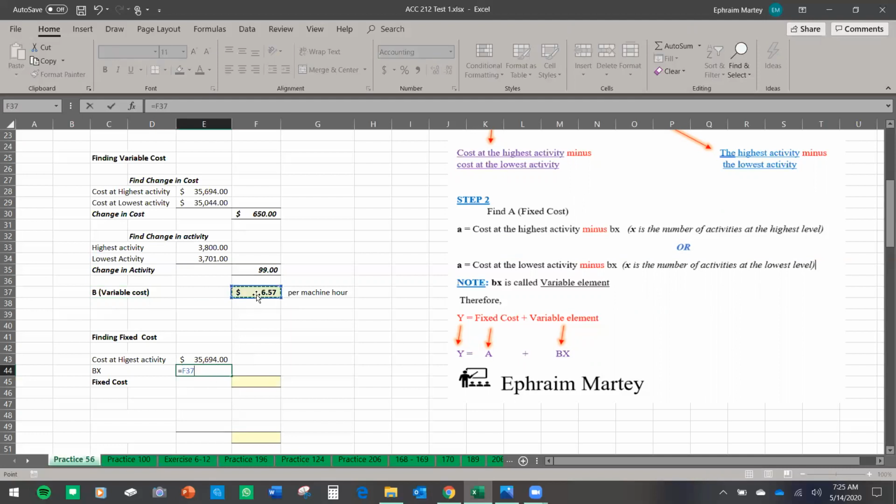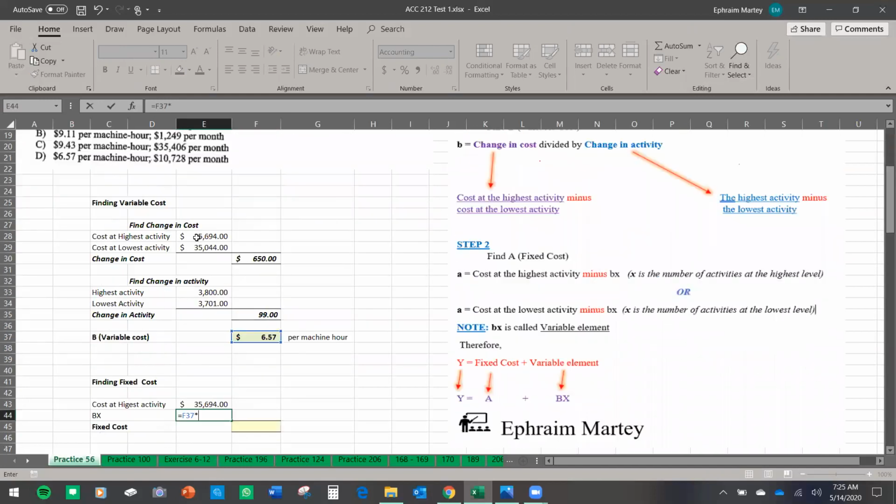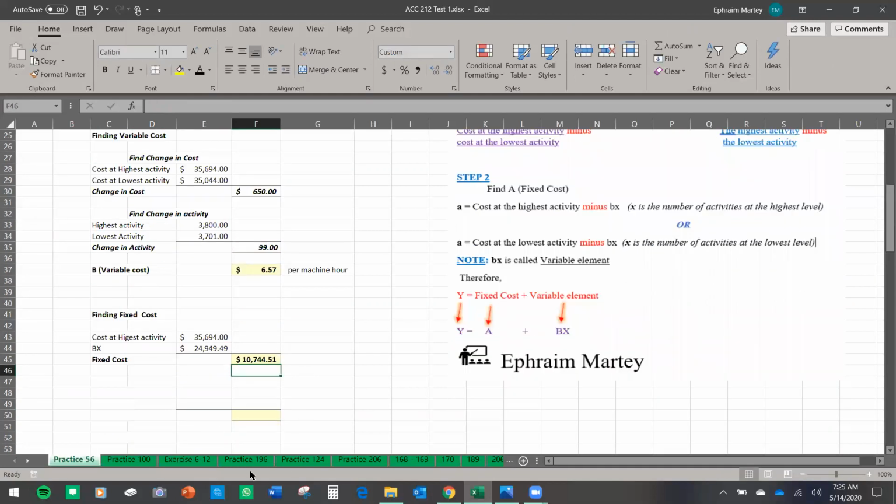So 6.57 multiplied by the number of activity at the highest level, 3,800. So multiply that by 3,800. That gives us this. So we subtract the BX from the cost at the highest activity. So this will be this minus that. So we have 10,744.51.